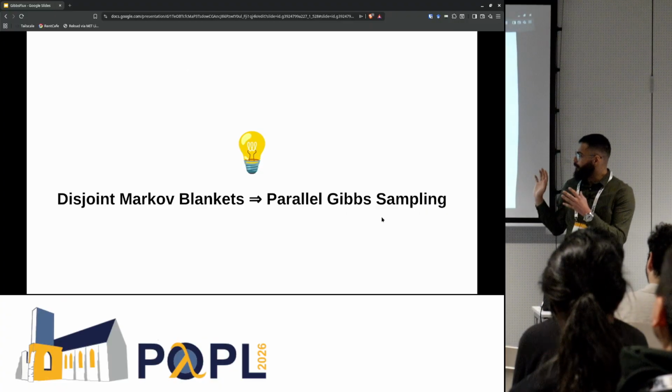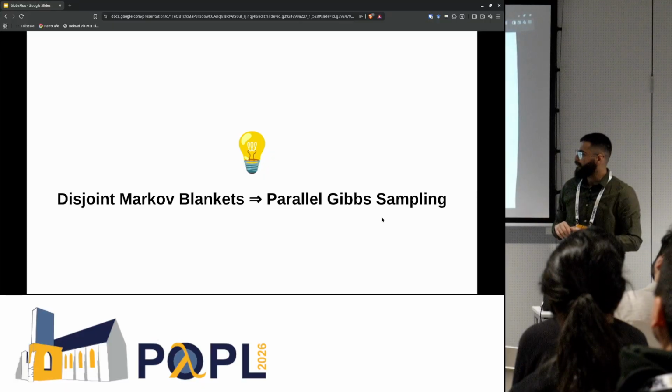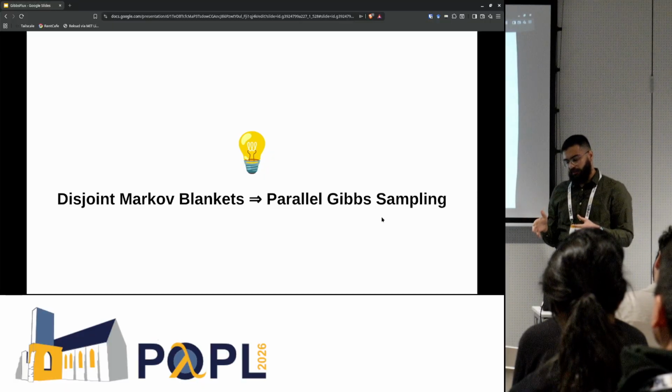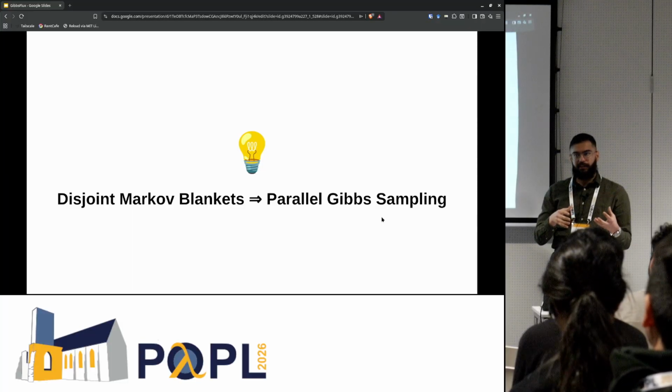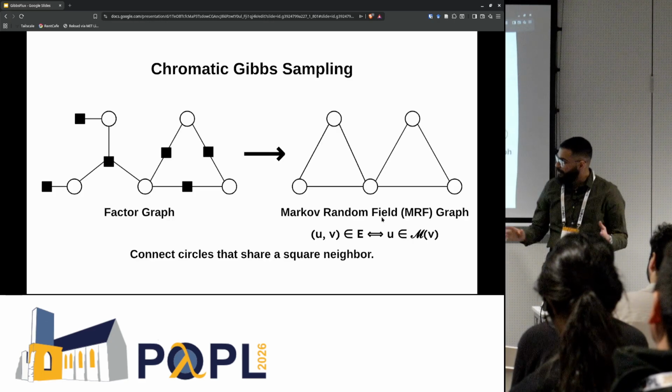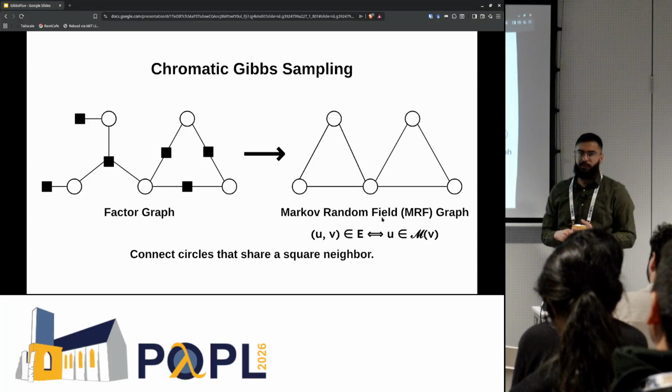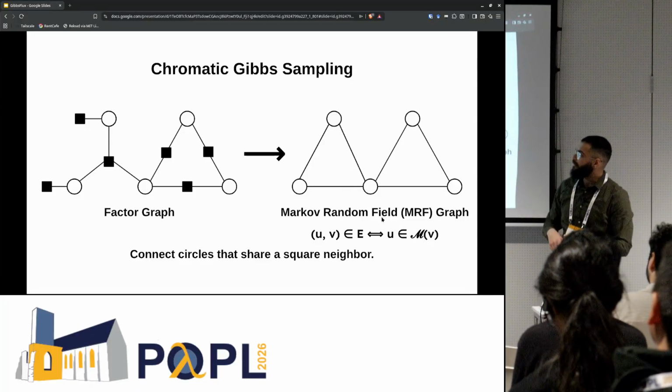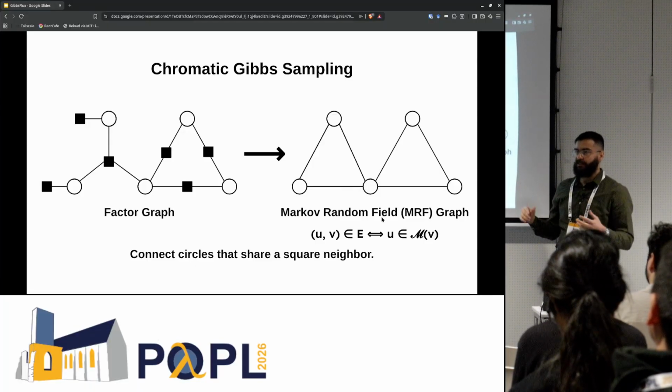So this brings us to the first big idea behind the design: if the Gibbs distribution of a variable only depends on the Markov blanket of that variable, then if two variables have disjoint Markov blankets, they could be sampled in parallel. And this is a well-known idea. It leads to an algorithm called chromatic Gibbs sampling. And chromatic is there because you do a graph coloring at some point.